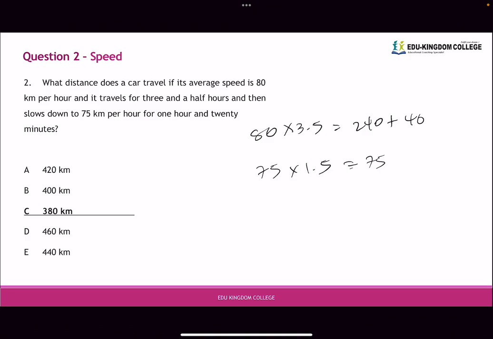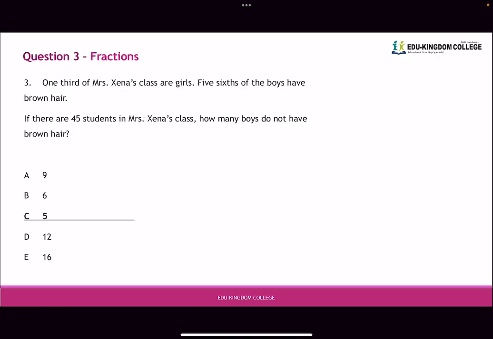Now 75 times 1 is 75. Oops, sorry, that should say 1 and 1/3. So 75 times 1 equals 75, 75 times 1 on 3 equals 25. So this equals 100. This equals 280. Add them together, we get 380.